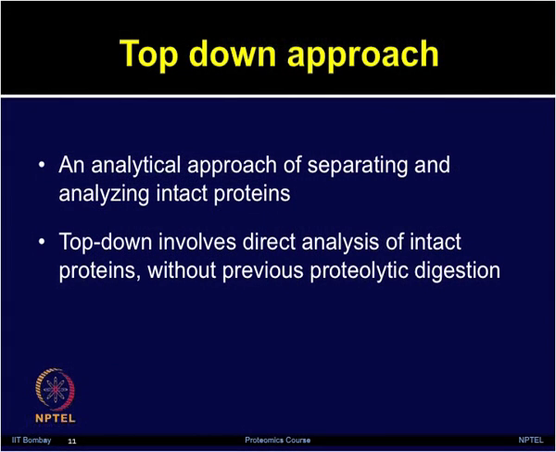Now, by employing mass spec, there are different types of approaches people use in proteomics, top down and bottom up. So, what is top down approach? Top down is an analytical approach of separating and analyzing intact proteins without any previous proteolytic digestion. Let me give you a brief idea about the procedure, what are the steps involved in the top down approach.